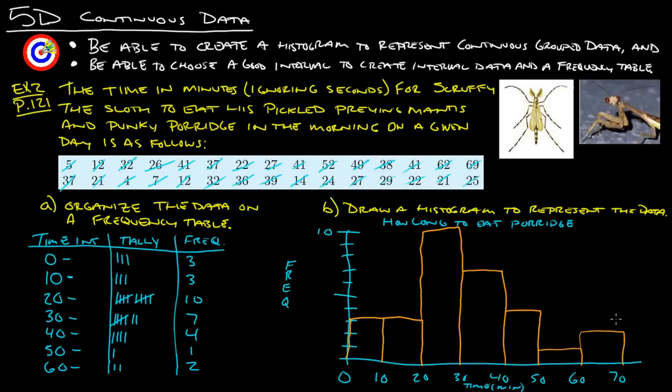Alright, so that's all there is for 5D. So now you should be able to create a histogram to represent continuous group data, and you should also be able to choose a good interval to create interval data and a frequency table.